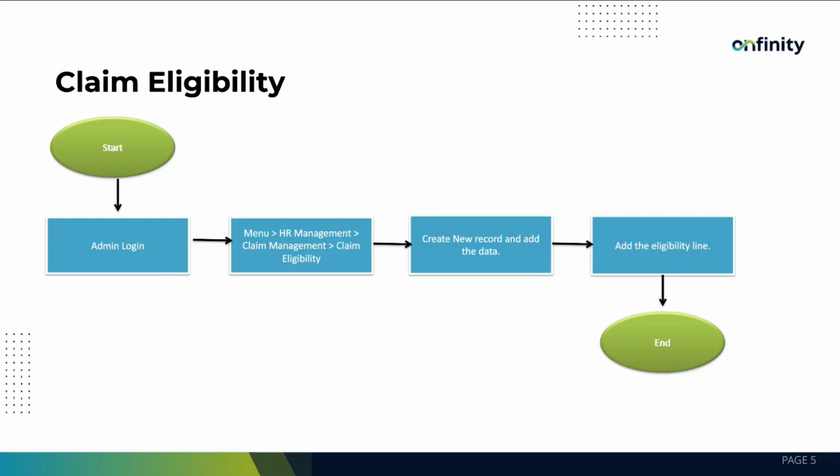To define claim eligibility in the Onfinity system, there are several steps. First, the admin logs into the system. After logging in, they will navigate to the menu, then to the HR management folder. Inside HR management, they will go to the claim management folder. The admin will then open the claim eligibility screen. Next, they need to click on Create New Record and enter the relevant eligibility criteria and claim details. After that, they should add the corresponding eligibility line information. Finally, the admin will save the record.